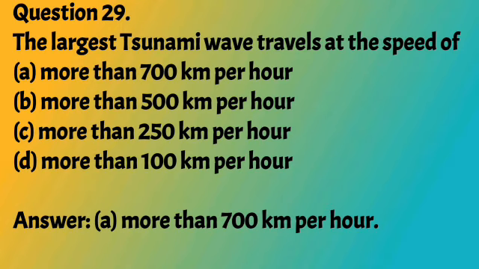Question 29. The largest tsunami wave travels at the speed of A. More than 700 km per hour. B. More than 500 km per hour. C. More than 250 km per hour. D. More than 100 km per hour. Answer A. More than 700 km per hour.